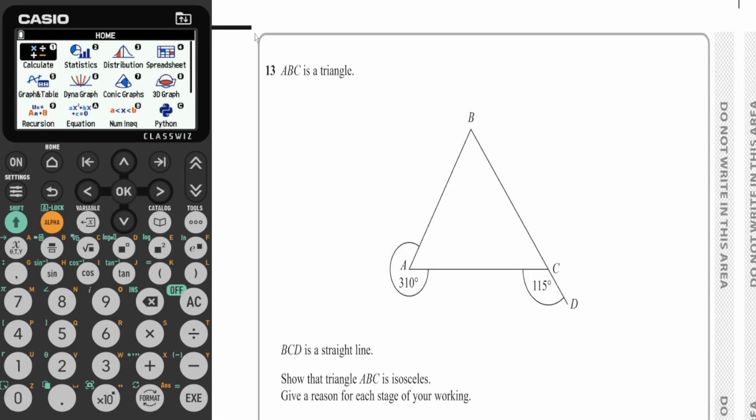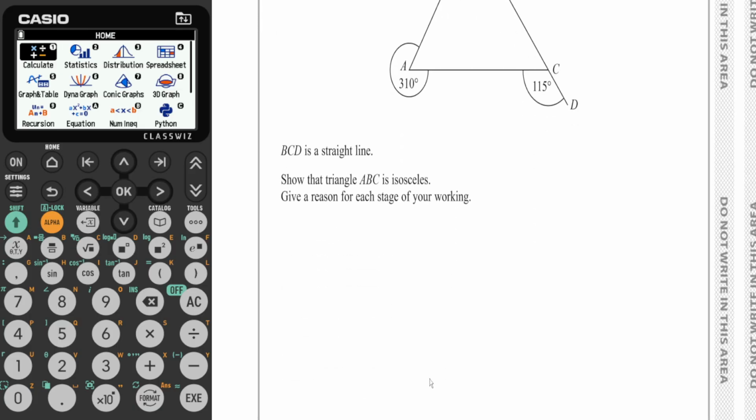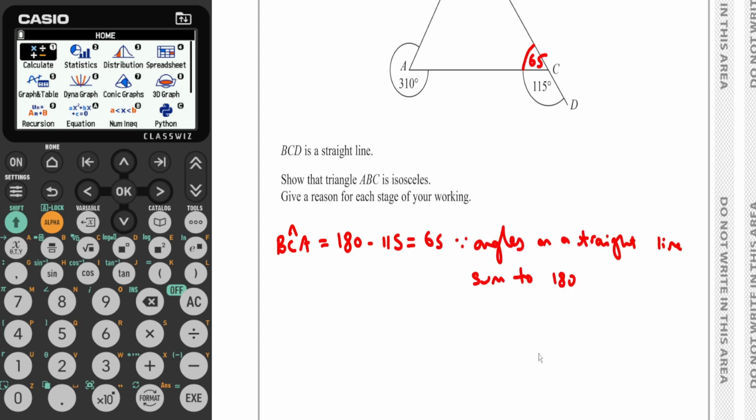Question number 13. ABC is a triangle, BCD is a straight line. We have to show that triangle ABC is isosceles. Give a reason for each stage of your working. Well, the first thing we can do is find out the angle BCA, which is this angle here. So the angle BCA will equal 180 take away 115, which is 65. So this angle is 65 degrees, and that's because angles on a straight line sum to 180 degrees.